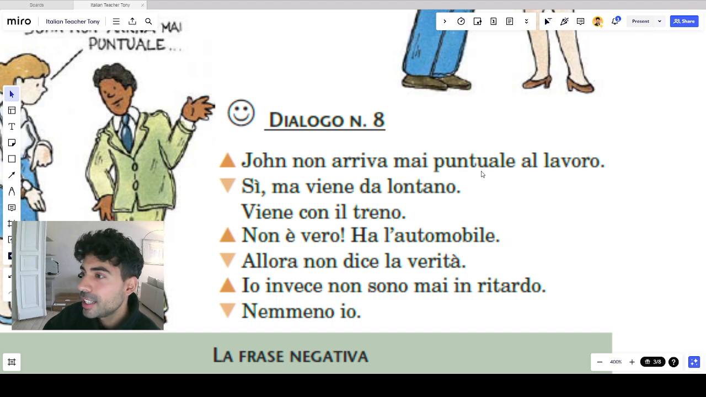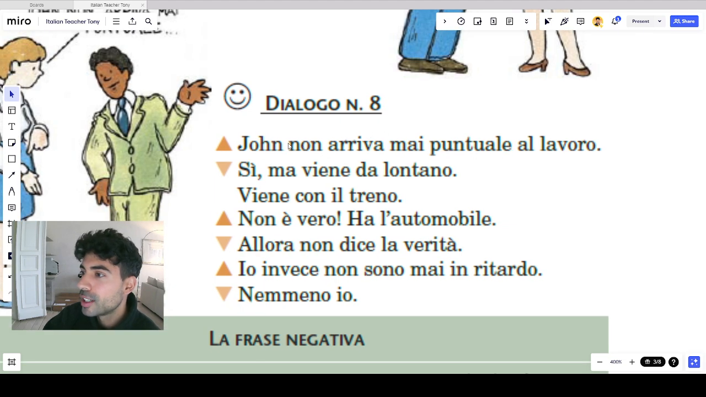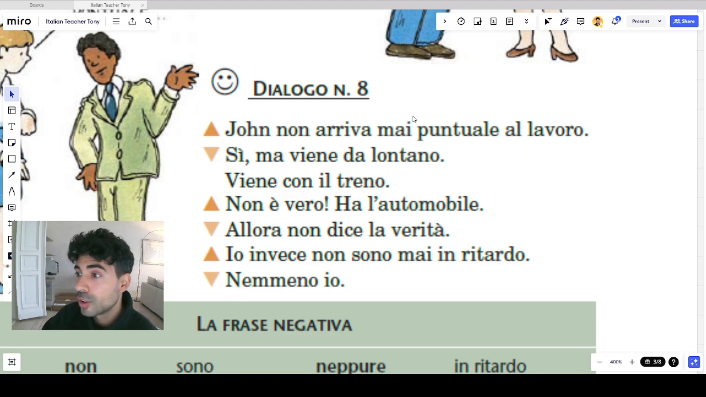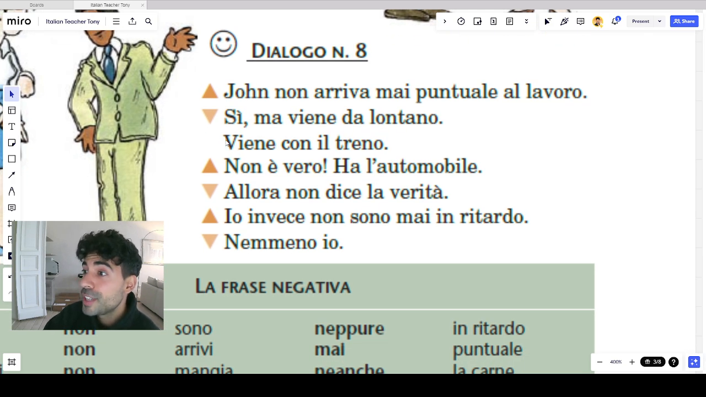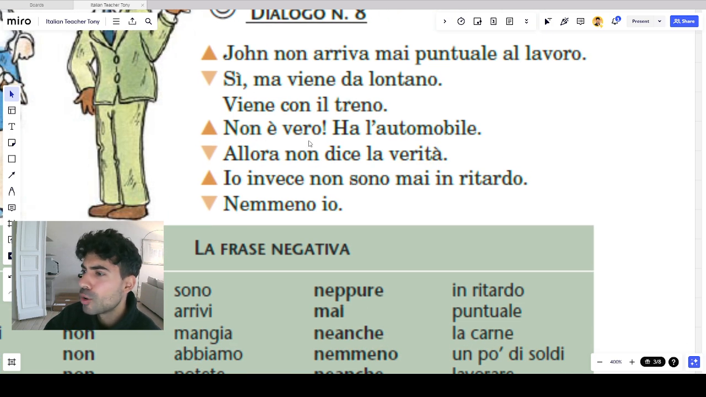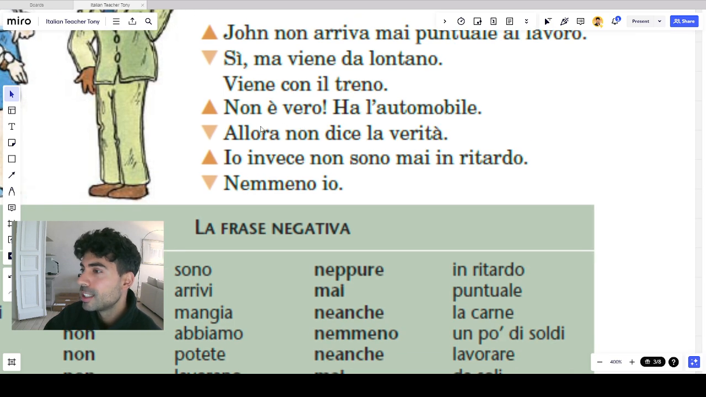John non arriva mai puntuale al lavoro. John doesn't arrive ever on time at work. He never arrives on time at work. Sì, ma viene da lontano. Yes, but he comes from far away. Viene con il treno. He comes with the train. Non è vero, it's not true. Ha l'automobile. He has a car. Allora, non dice la verità.